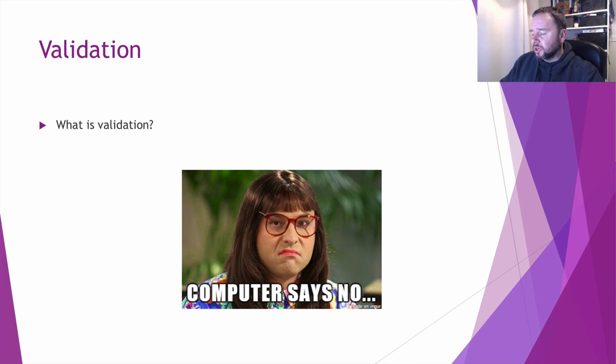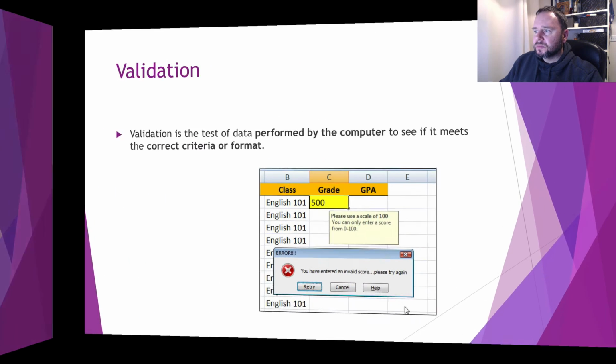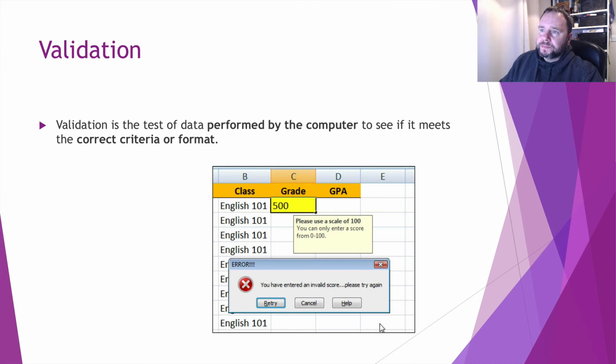Now, we've been talking about validation recently. Validation is a computer check that user input is sensible. It does not check whether it's right or wrong. It checks whether it's sensible, whether it's within a range. So you can check whether it's between particular values. You can check whether it's characters rather than numeric. You can check whether it's a particular format.